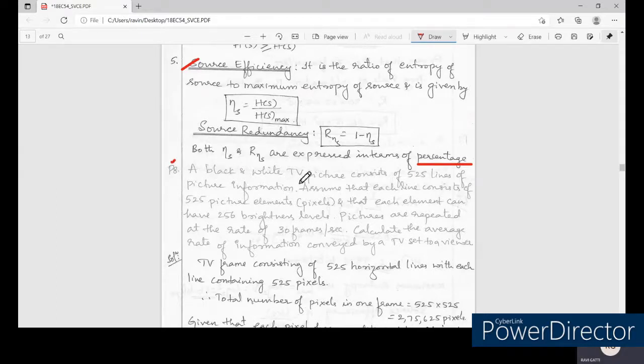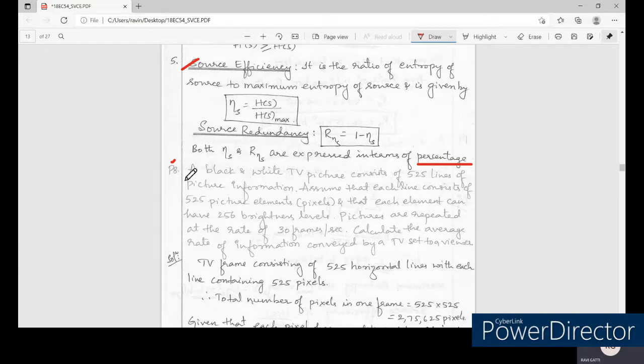So let us consider this problem. You have a black and white TV picture consisting of 525 lines of picture information. Assume that each line consists of 525 picture elements, that is pixels, and each element can have 256 brightness levels. Pictures are repeated at the rate of 30 frames per second. Calculate the average rate of information conveyed by the TV set to a viewer. This is one of the famous problems which is asked in examinations.